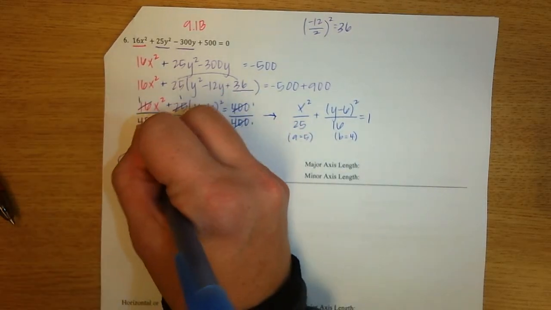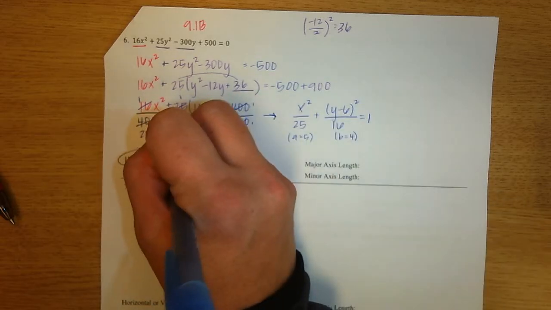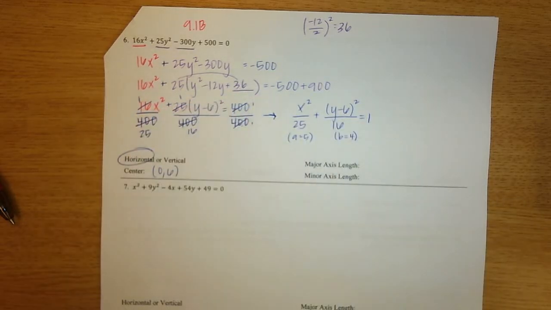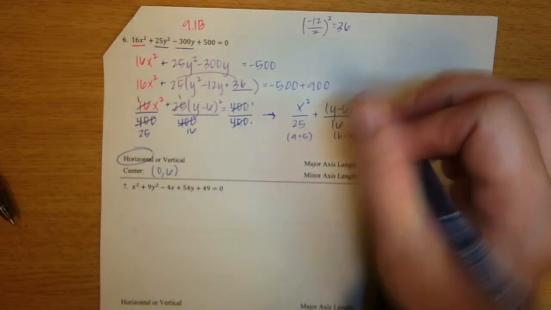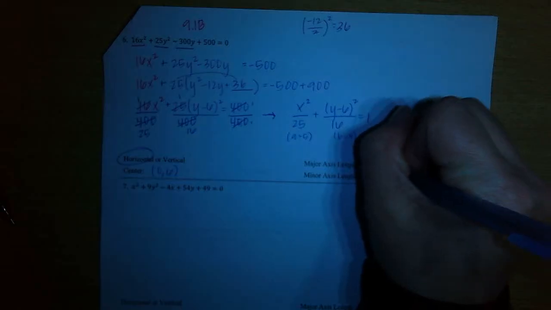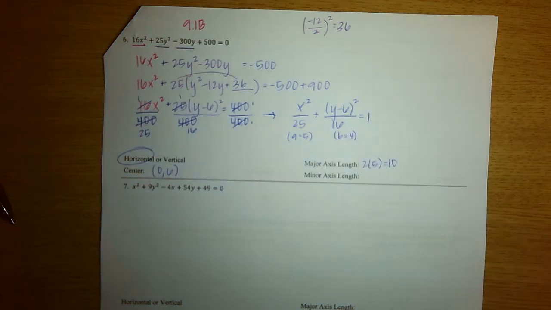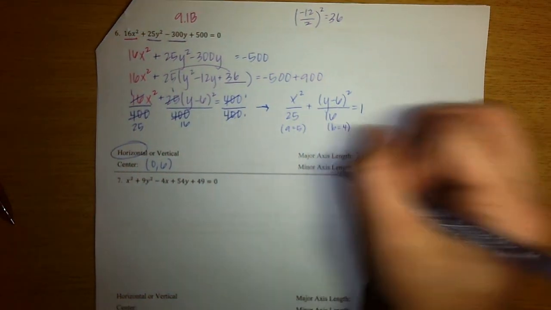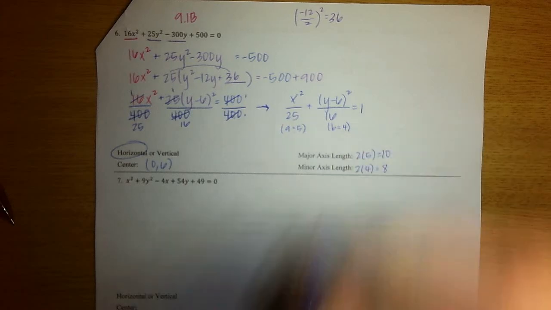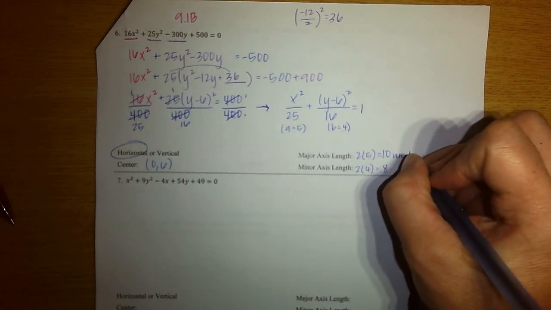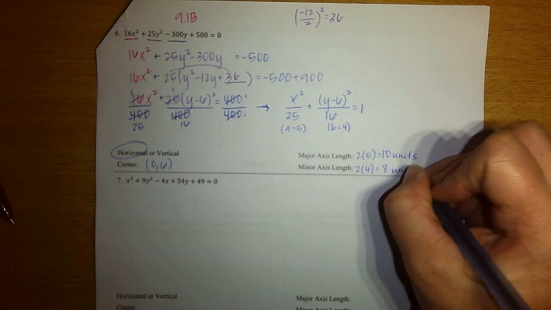I also know my center is at 0, 6. And then my major axis, if a is 5, my major axis is 2 of those, so 10. Sorry, it just got really dark. And then my minor axis is 2 times 4, which is 8 units. So make sure you put units on here because it is a length.